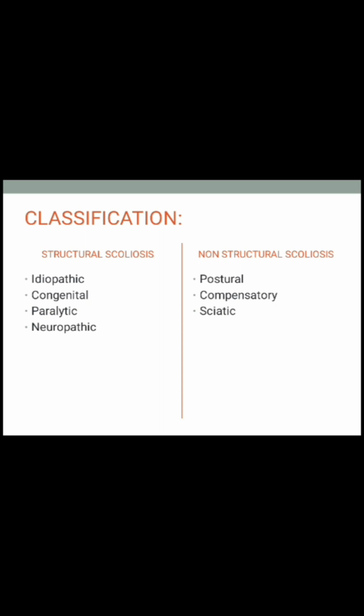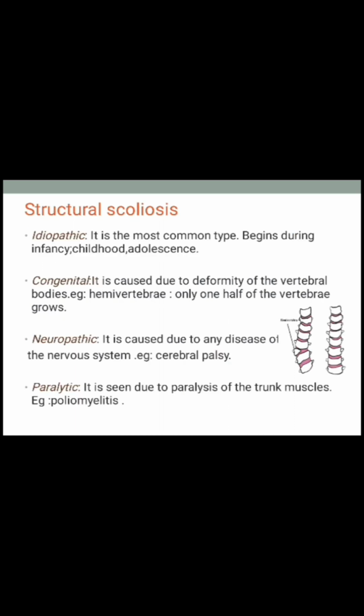For non-structural scoliosis, you can remember PCS. So P for postural, C for compensatory, and S for sciatic scoliosis. So the first one is the structural scoliosis. Under this we have idiopathic. Idiopathic is the most common type, which is seen during infancy, childhood, or adolescence. However, the exact cause might not be known.